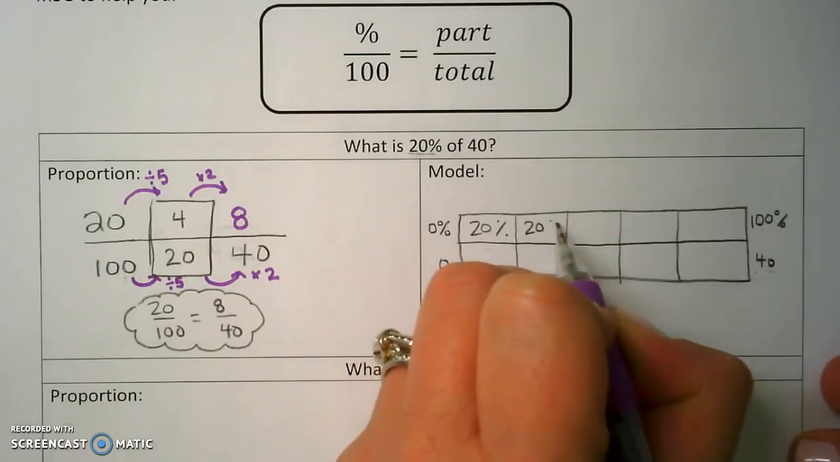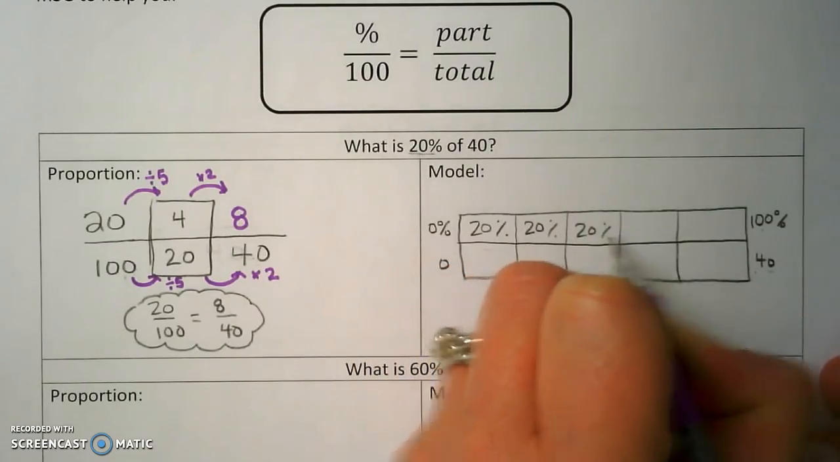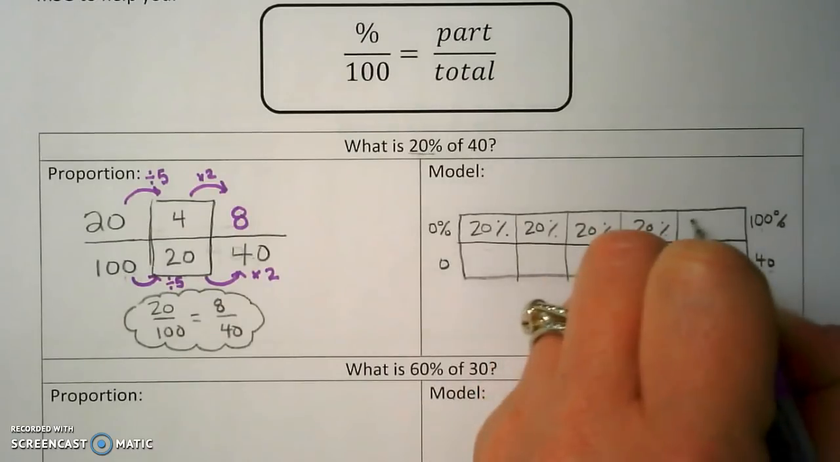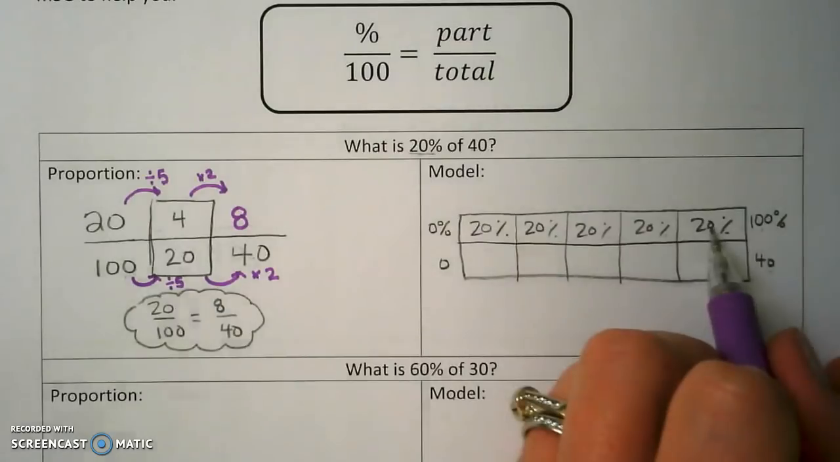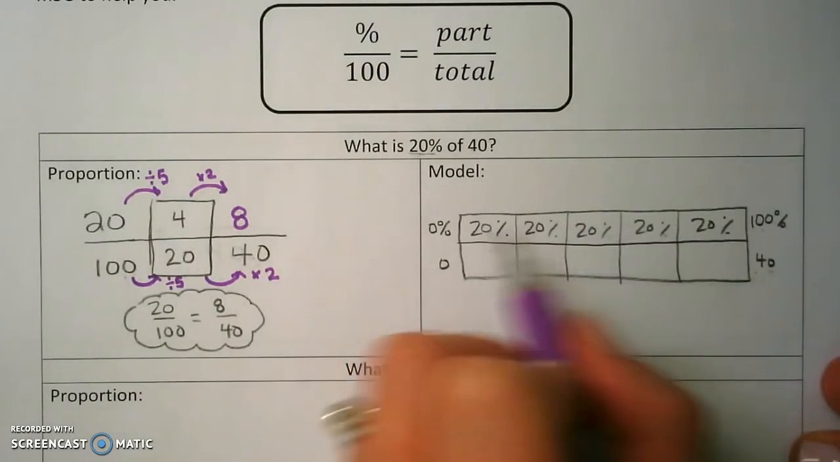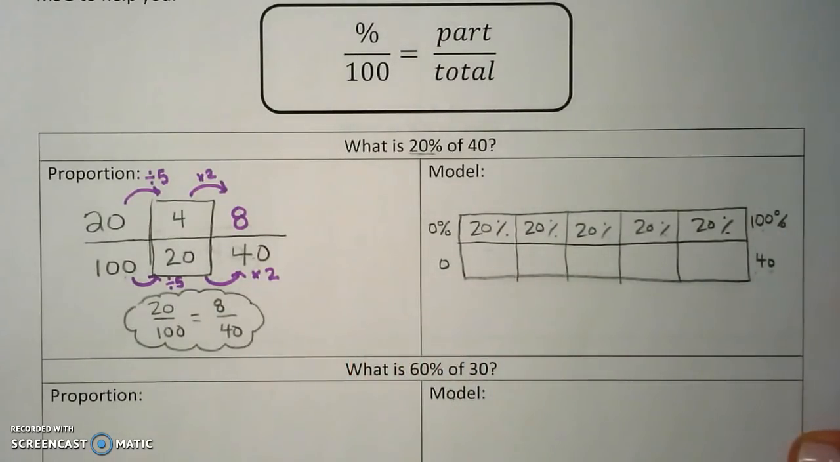Because 1/5 of something is 20%, and if you look back at that diagram that we put in your MSG, you'll see this part there. 100 divided by 5 is 20. Each one of these portions represents 20%.